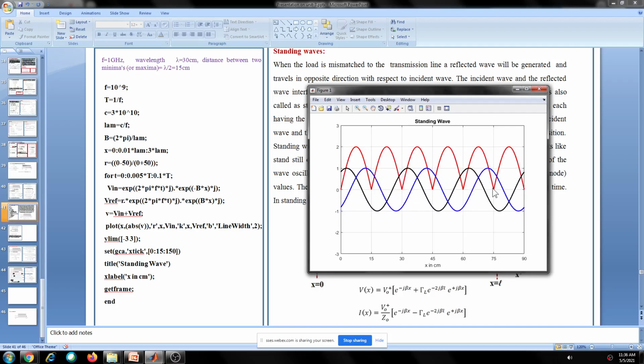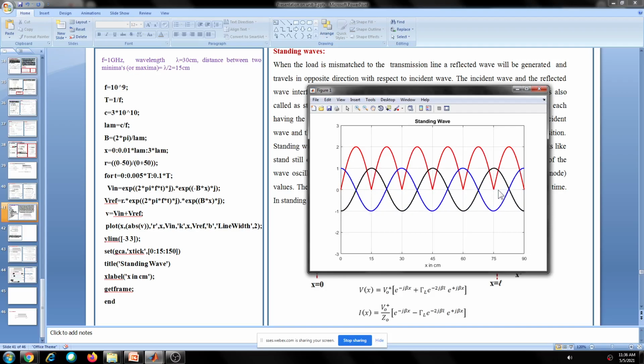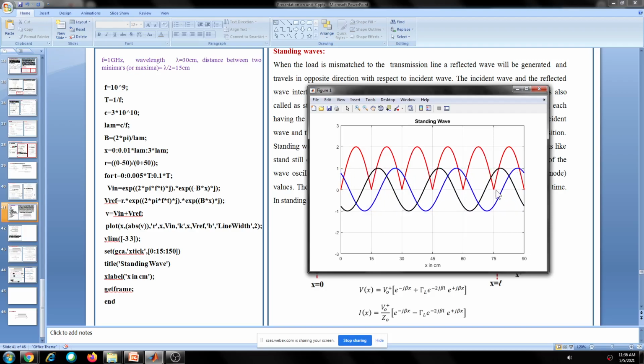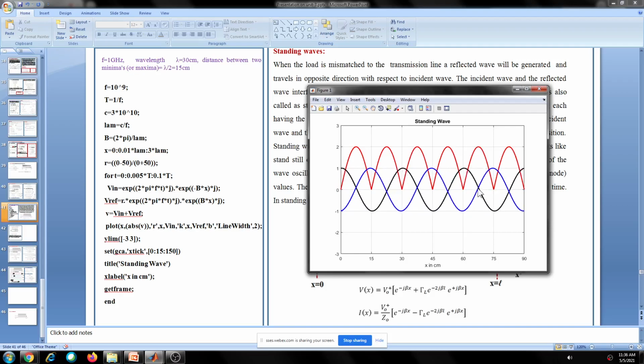See, from here to here or from here to here. Take here from one. This is called the minima position. This is the maxima, and these are fixed positions over the line, at a particular distance from the load. This is the load point. This is a particular point over the transmission line, the minima position, and this is a maxima position.